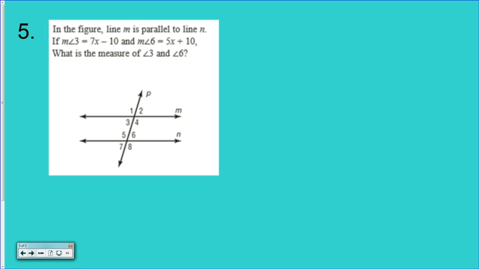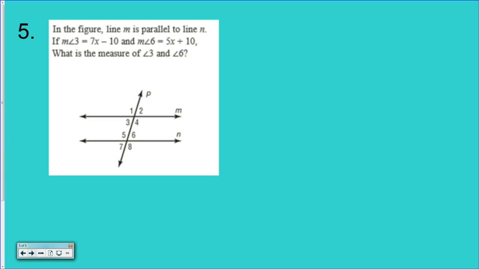Let's go to example 5. Parallel lines cut by a transversal. In the figure, line M is parallel to line N. If the measure of angle 3 equals 7x minus 10, and the measure of angle 6 equals 5x plus 10, what is the measure of angle 3 and angle 6?